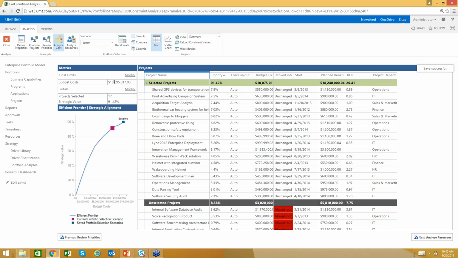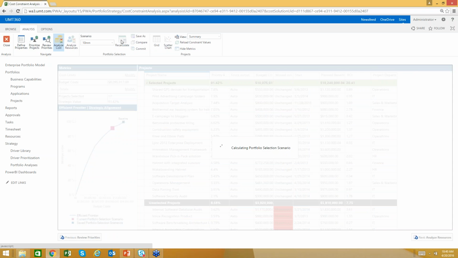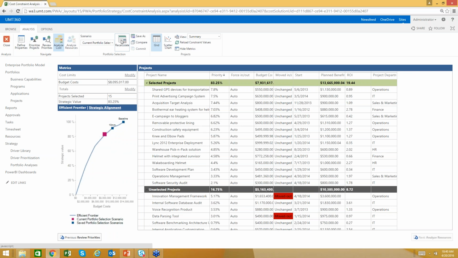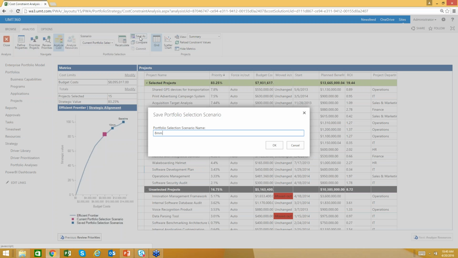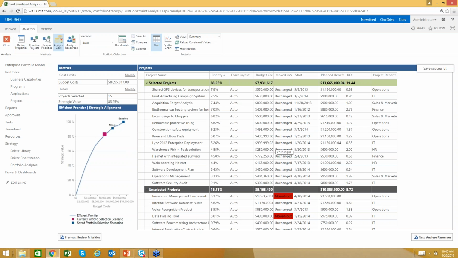Because it's what-if analysis, I can come in now and change the constraint to $8 million and recalculate. The tool again, a linear optimization algorithm, which is considering inter-project dependencies as well, is going to recommend the optimal solution to maximize the value criteria, in this case strategic value, and we can see we're getting 83% of the available value. At 8 million we hit the efficient frontier. So I can save that as an 8 mil scenario. We can also see the projects that were moved out.